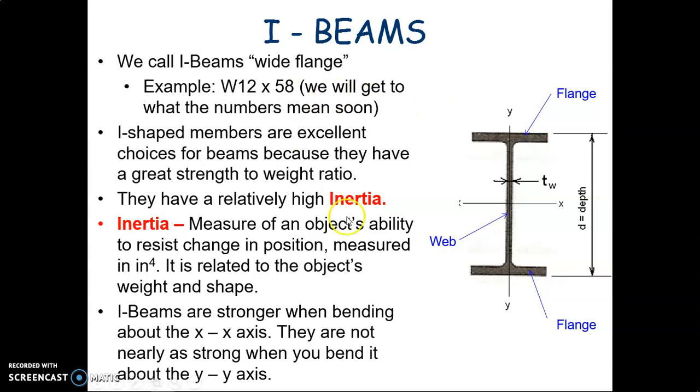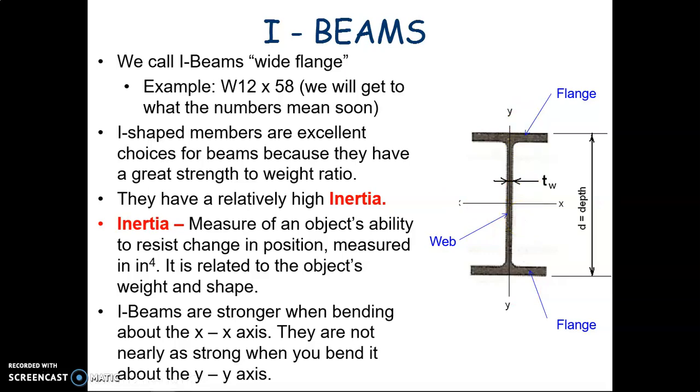Also, I-beams are strong when bent about the XX axis. So this is a little X right here, not sure if you can see it. But imagine that this beam right here was like 20 feet long, and then you were a giant. You can imagine that it would be easier to bend it horizontally than vertically.